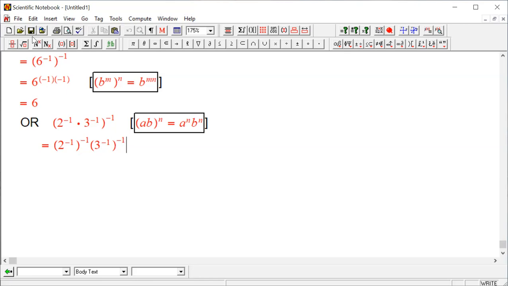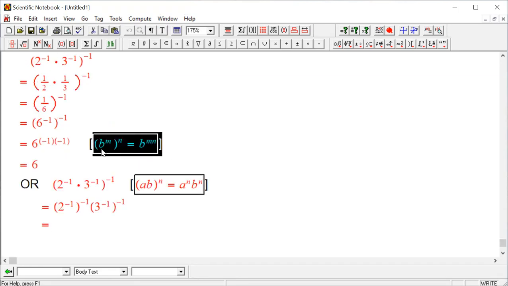You see that? By applying this property. And why? Because this is a multiplication. That's why we can apply it. So now we could get 2 to the power -1 to the power -1, and then we can apply this property one more time.